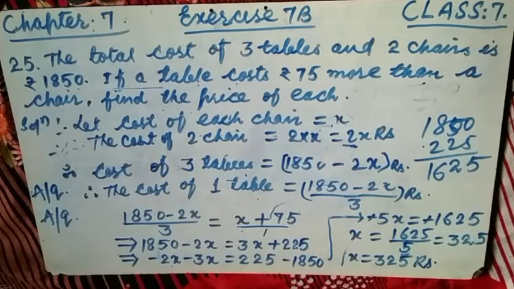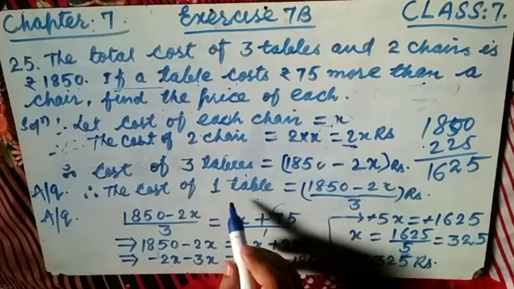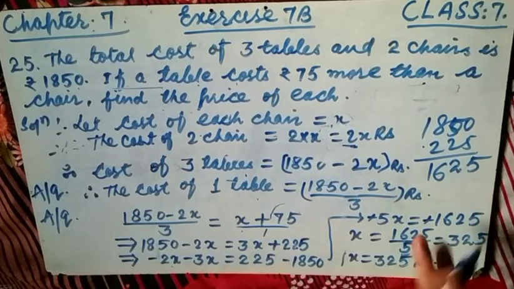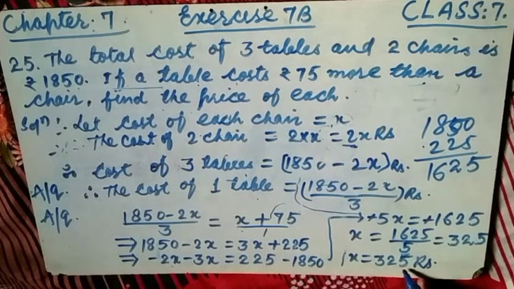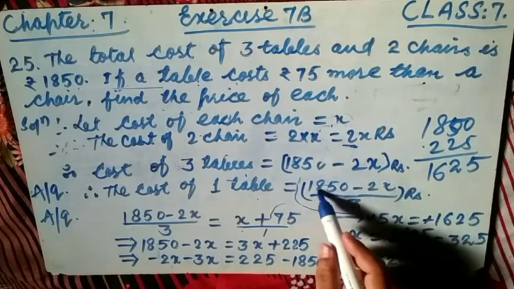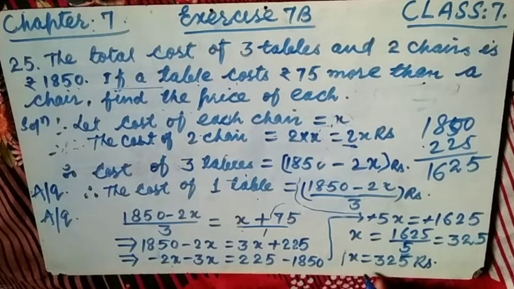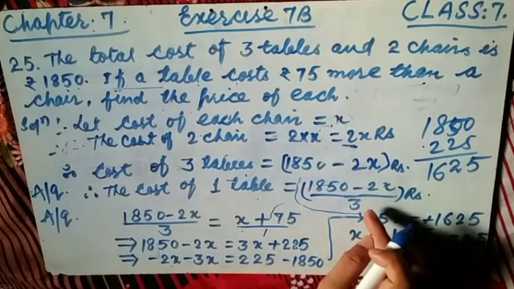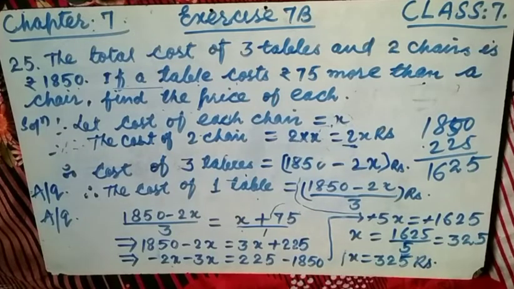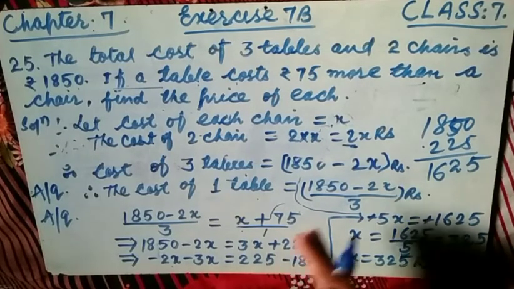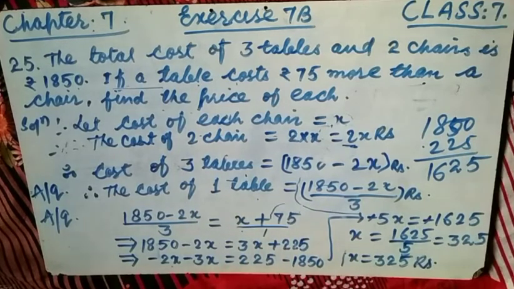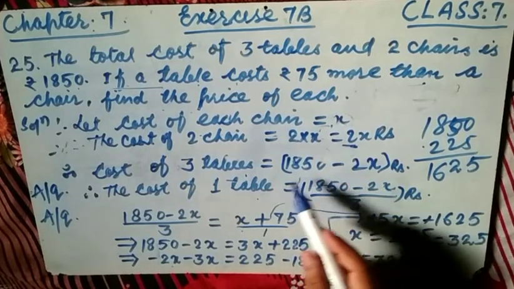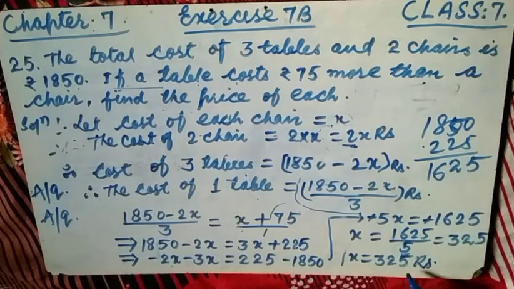One answer. Now we have to find the other, the cost of each table. Means here the cost of 1 table is this. If we place the value of X, means 1850 minus 2 multiply by 325, then subtract and divide by 3, we will get the other answer, and this will give us the cost of 1 table. I hope you will easily find all. Okay, ये वाली वैल्यू यहाँ पर आप रखिएगा तो यहाँ पे the cost of each table आ जाएगा. एक आंसर, दूसरा ये आंसर.